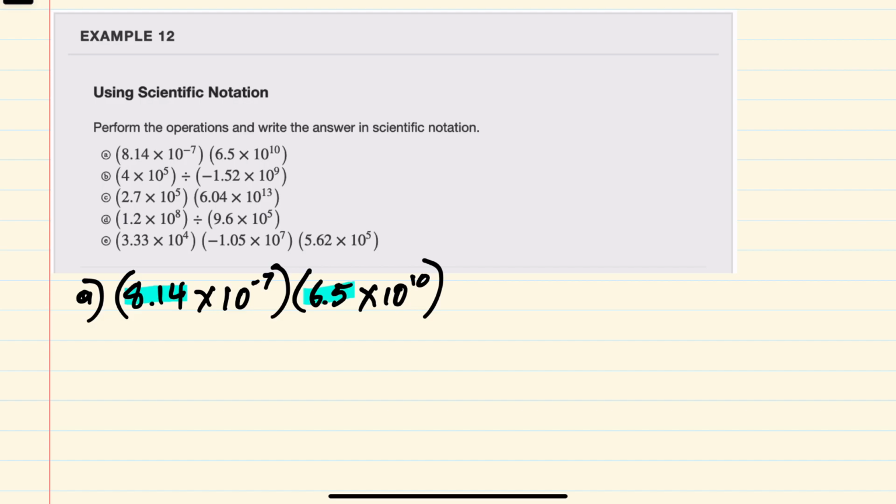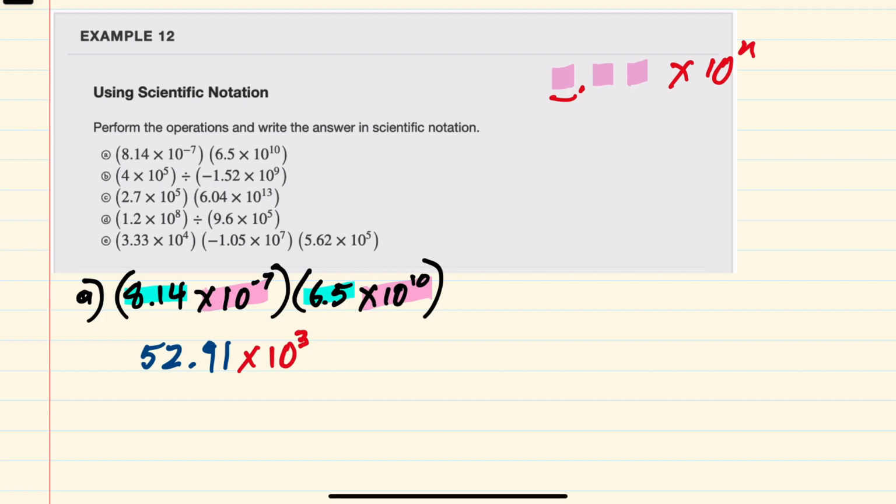portions here. 8.14 times 6.5 would give us a 52.91, and then we can multiply the 10 to exponents portion. And we know that when we multiply with the same base, we keep that base, 10, and we add the exponents. So negative 7 plus 10 would be 3. And while this looks sort of like scientific notation, it's not quite there, because scientific notation only has one digit in front of the decimal, and currently we have 2.